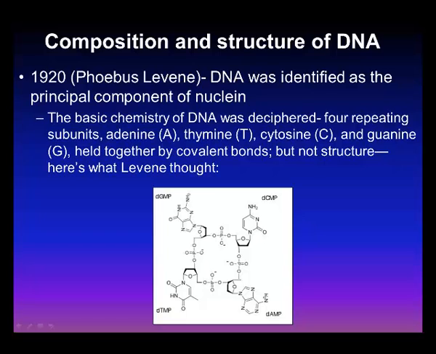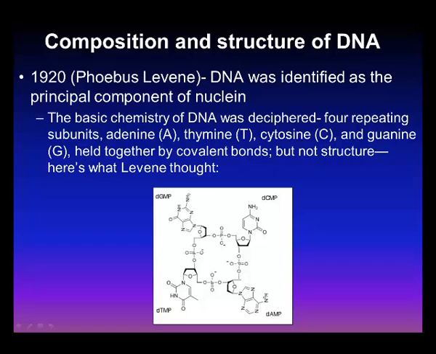So we're going to talk about Levene's experiments right now, keeping in mind that they really didn't have any idea of what this material actually did, but it was fascinating. It was in the nucleus. It was a new category of biological molecules. And Levene worked with another scientist whose last name was Jacobs, and they described the basic chemical composition of DNA. They showed that it contained the sugar deoxyribose, and that it had these 4 repeating subunits of adenine, thymine, cytosine, and guanine, and that they were held together by covalent bonds.